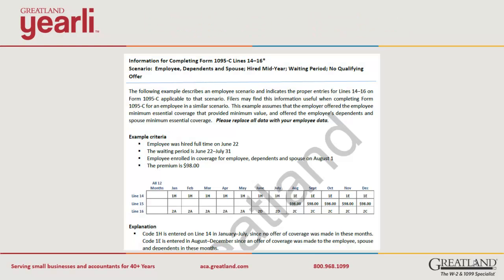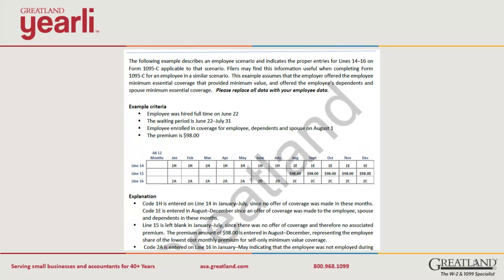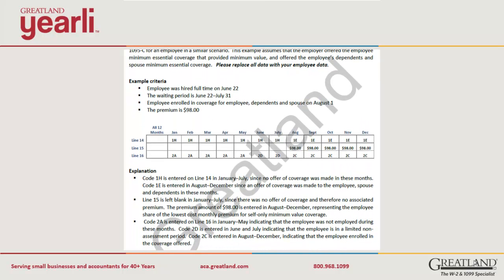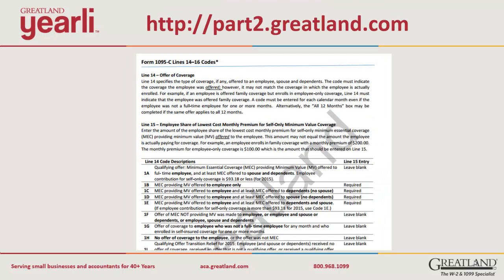This will take you to a PDF showing you an example of a mid-year hire with a waiting period, where minimum essential coverage providing minimum value is offered to the employee, spouse, and dependents. Also included in the PDF is an explanation of each of the lines in Part 2, along with an explanation of the codes for lines 14 and 16, as well as some applicable frequently asked questions.